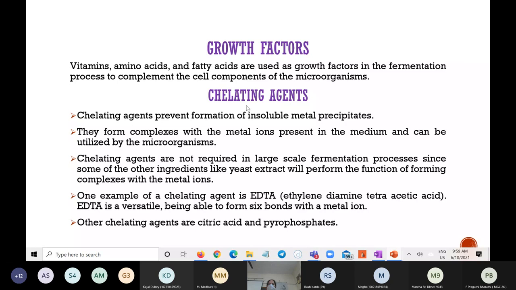Now chelating agents. What the chelating agents do is prevent the formation of insoluble metal precipitates. EDTA is the most commonly used chelating agent, and it forms complexes with the metal ions present in the media so that they can be utilized by the organisms. So if any metal is there inside, the chelating agent will form complexes with it so that the fermentation reaction can proceed easily.